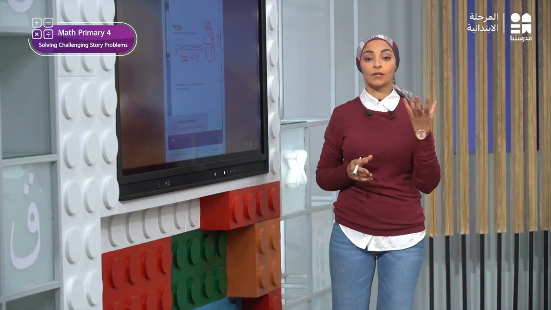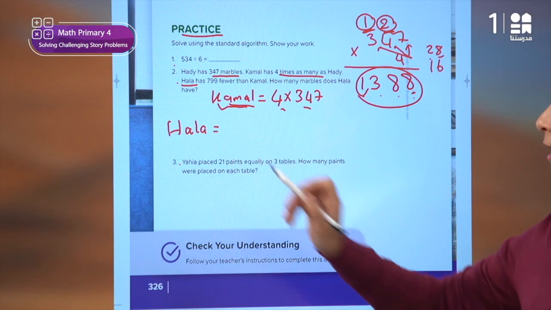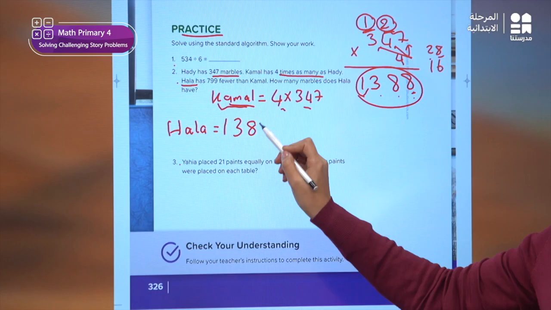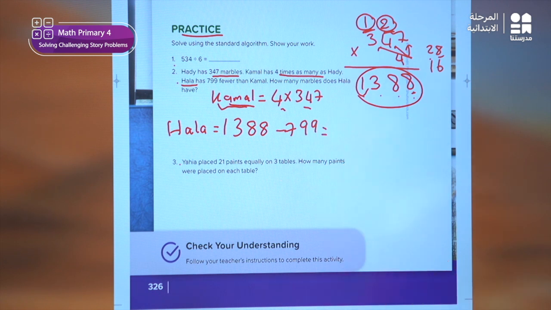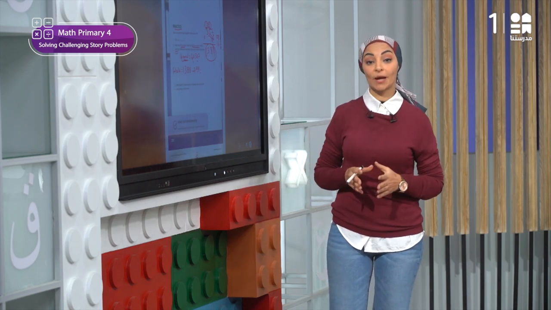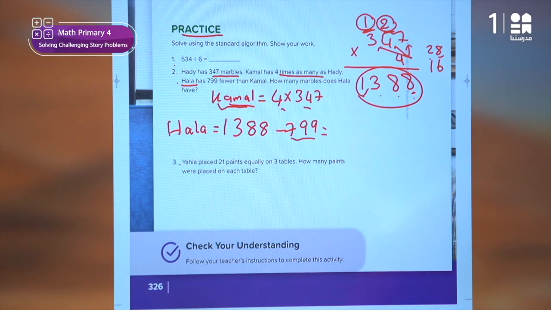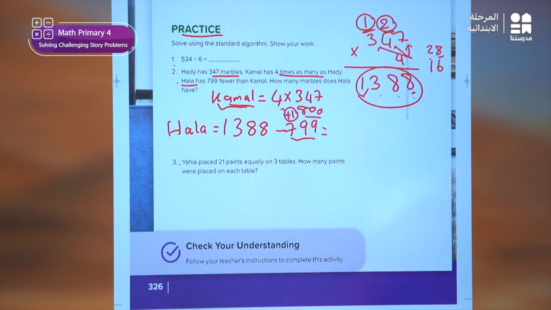Then what should I do? Hala has 799 fewer than Kamal. 799 less than Kamal. So I will subtract. So, to find Hala, what should I do? I will subtract the two numbers. I will write 1388 minus 799, right? Okay. Here I can use the addition and subtraction strategies. For example, we can use the benchmark strategy. So, the closest benchmark to 799 is what? Of course, 800, right? To reach 800, I will add 1, right?